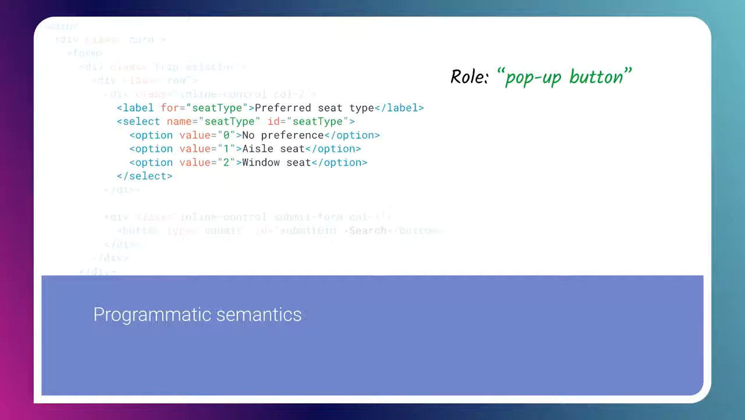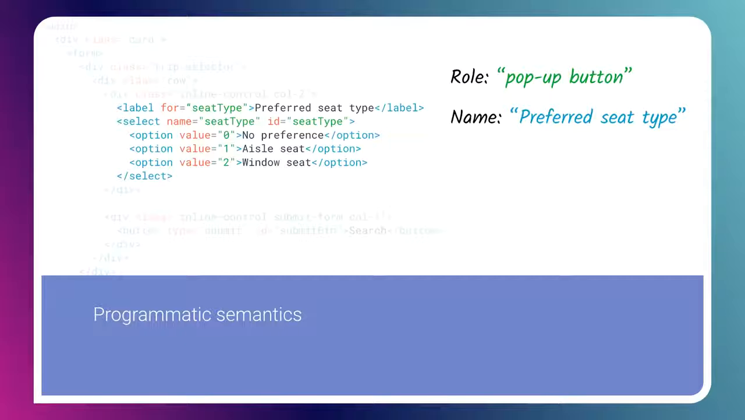And so generally speaking, for every element that you create in HTML, there's a few semantic properties that it's going to have. An element is going to have a role. In the case of a select element, its role is actually a pop-up button. And the role kind of defines how someone might use this control.